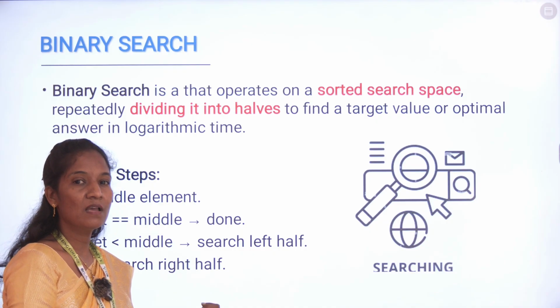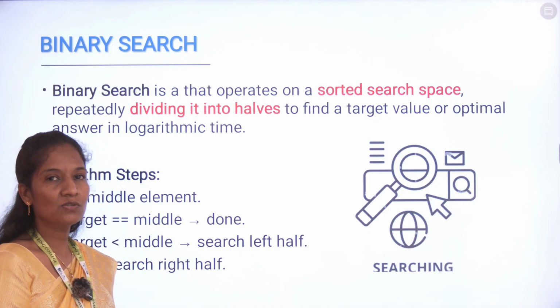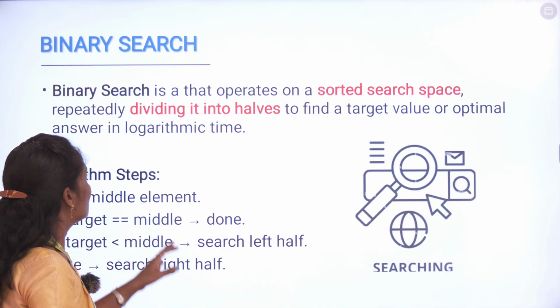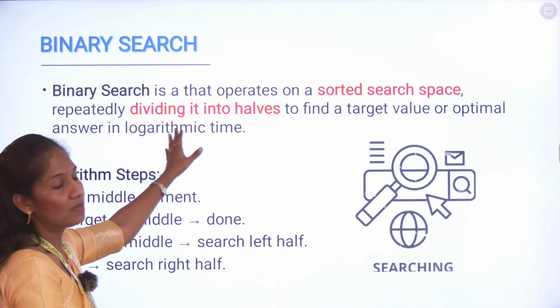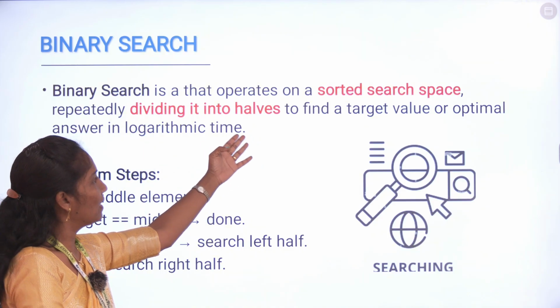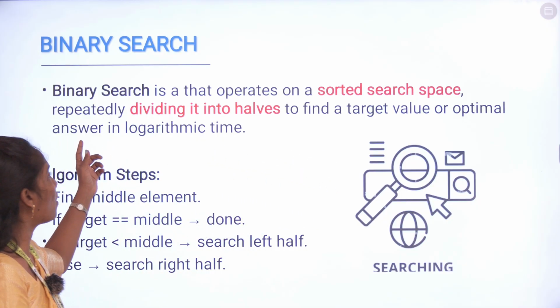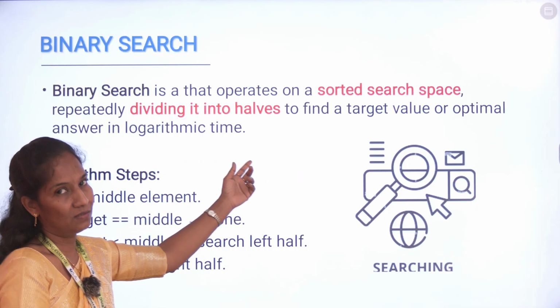This binary search works only on a sorted array. Means it will work only on sorted elements. So here we have to divide the array elements into two halves, and then we have to find the target value, or find the optimal answer, in logarithmic time.